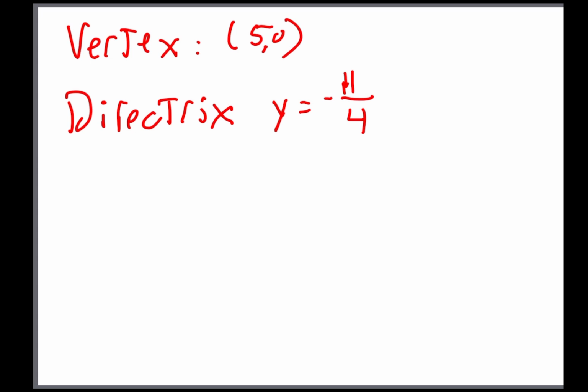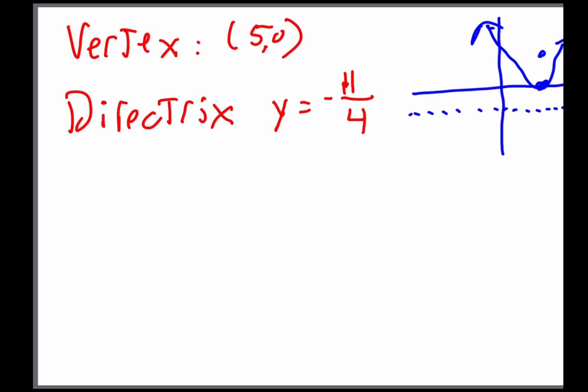Okay, so our vertex is at (5, 0). Again, I'm going to sketch the graph just to help me see what this thing looks like. So (5, 0) is right there. My directrix is a y equals, so it goes left and right, and it's -11/4. So it's down here somewhere. That means my focus is up in there somewhere. So my focus is up here, and that's what my graph is going to look like.